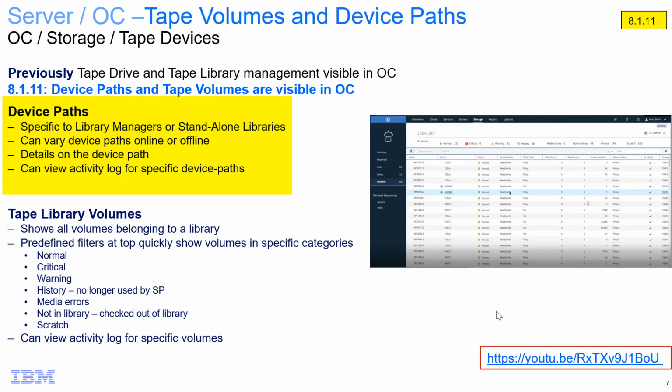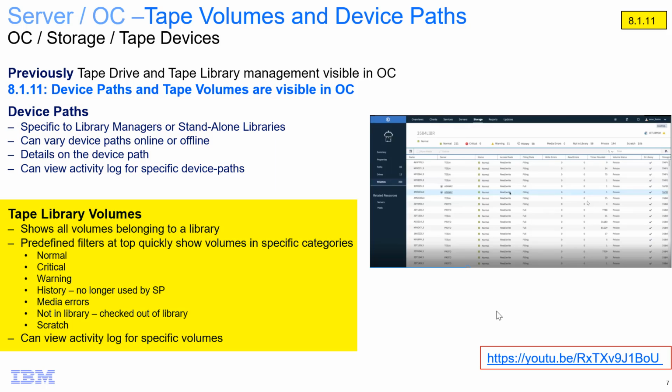You can also see the activity log for specific device paths, so it will link you from the details out to an activity log for that specific device path. For tape library volumes, we show all the volumes that belong to a library. We also have some really nice predefined filters at the top, which will quickly show you volumes in a specific category. So for instance, normal, or volumes that are in a critical state or that have a warning associated with them, or perhaps the history view, which will show tapes that are no longer used by Spectrum Protect but showed up somewhere in a volume history file.